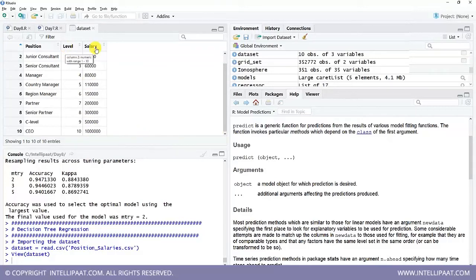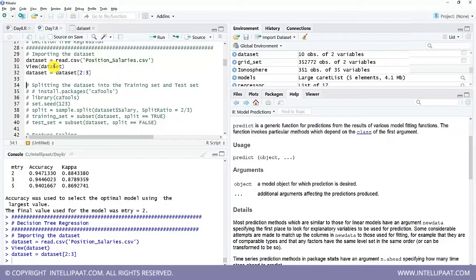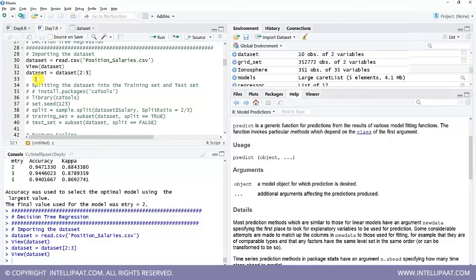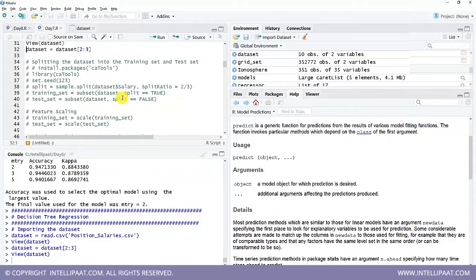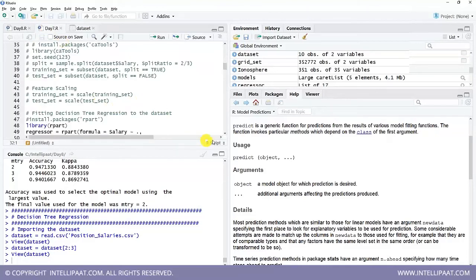Level is in the second column, salary is in the third column. We picked the second and third columns, subsetted the data frame, and stored it in a variable called data set. So now if you view the data set, you will not get 3 columns, but only 2 columns. Hope you know why this is happening: because we subsetted, we just picked the second and third column, and we are interested in only those. That means we are only going to predict salary based on the level. So that is the problem on hand currently.